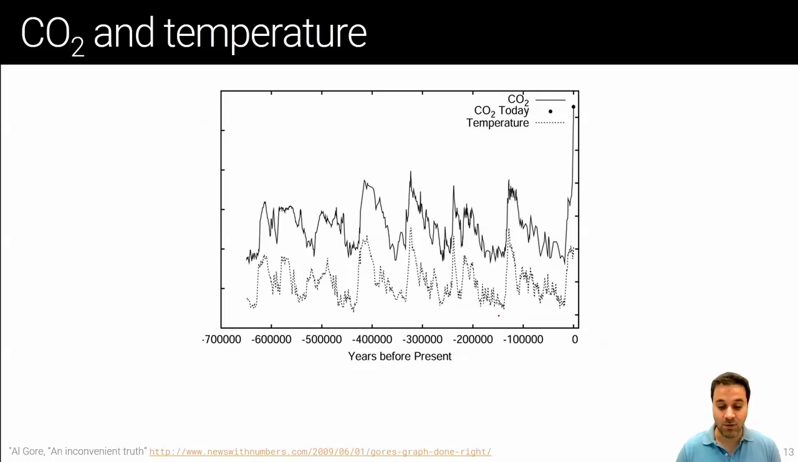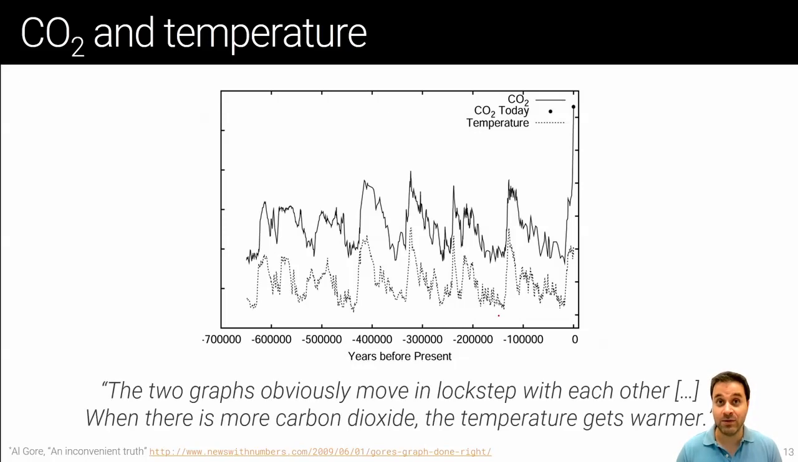But in any case, what Al Gore was saying in his famous documentary was that the two graphs obviously move in lockstep with each other. And when there's more carbon dioxide, the temperature just gets warmer. So essentially what we were saying is more CO2 causes more temperature.